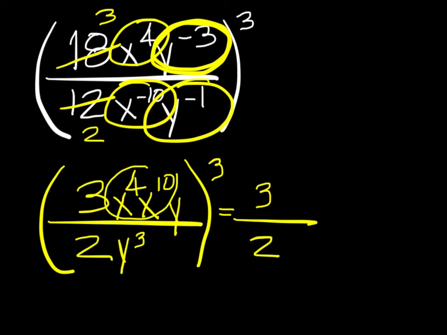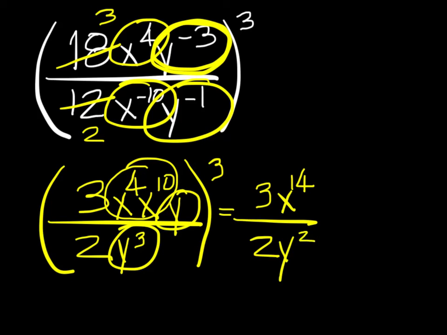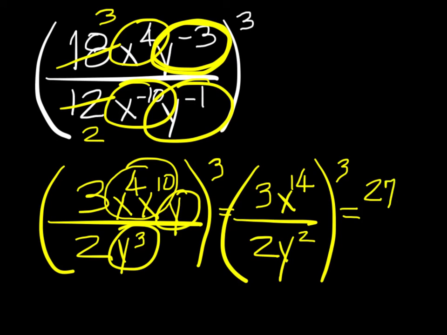X to the fourth times x to the 10th is x to the 14th. And we have a y over y third. The largest exponent is on the bottom, so it's y to the second. Everything is still to the third power. So now we have 27 x to the 42nd power over 8 y to the 6th.